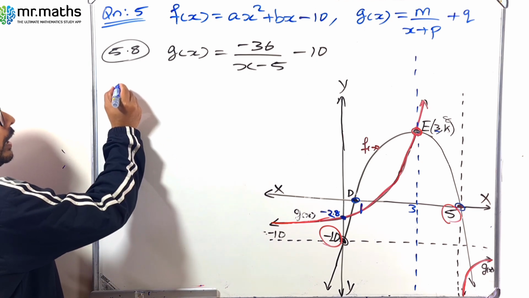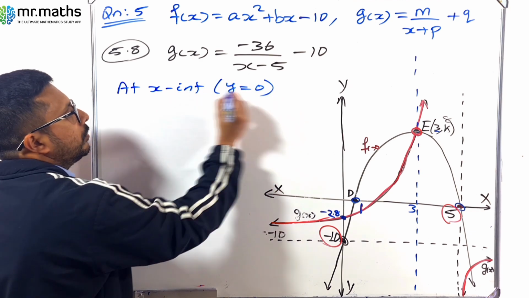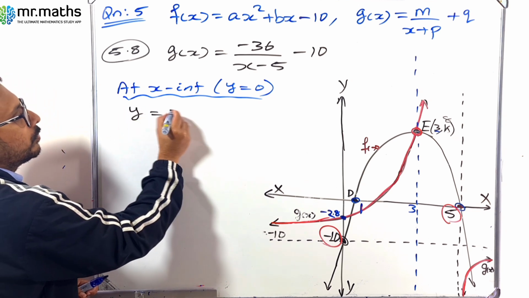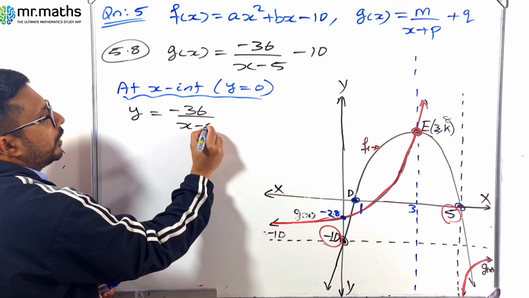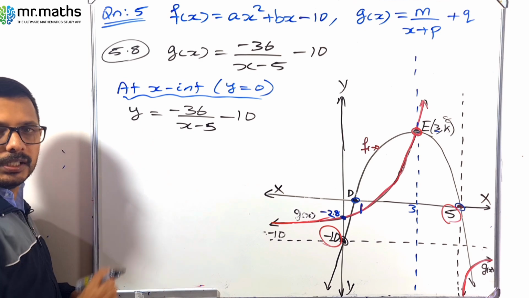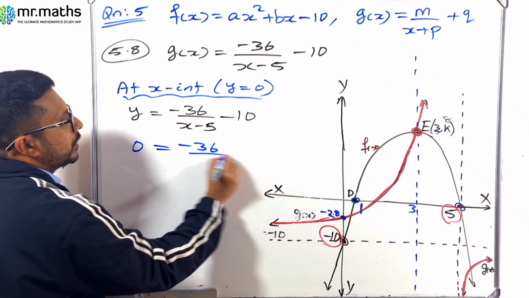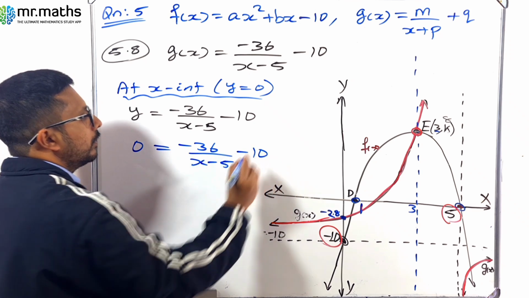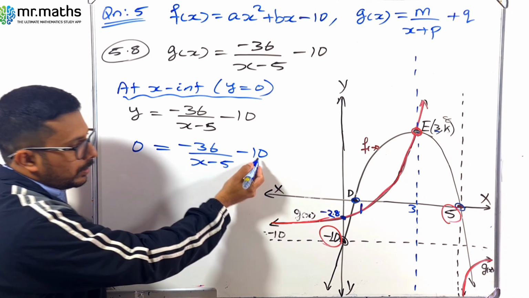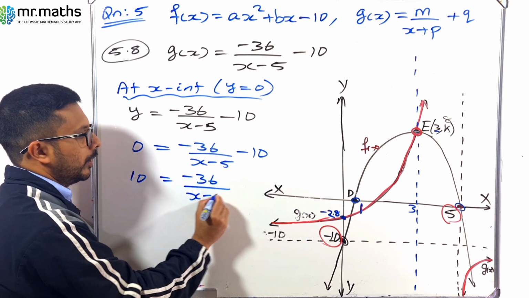At the x-intercept, what is the value of y? Y is equal to 0. So this g of x is the same as y. Let me write once more: y is equal to minus 36 divided by x minus 5, minus 10. Substitute the value of y as 0, because we have to find the x-intercept. So 0 is equal to minus 36 divided by x minus 5, minus 10. Now we have to simplify this and find the value of x. Take this minus 10 to this side, so it is positive 10 is equal to minus 36 over x minus 5.